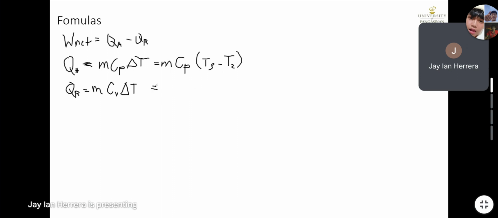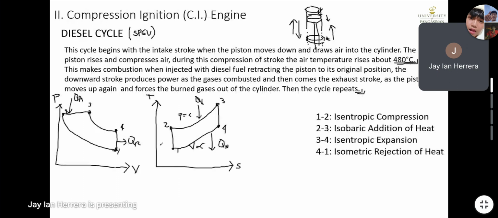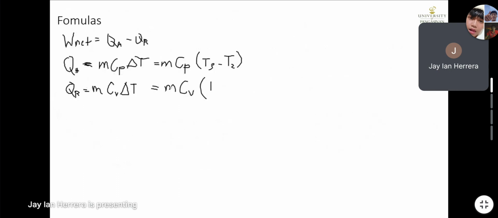And then for QR naman, or heat rejected, that will be MCV, parang negative T4 minus T1. Parang ganun din sa auto natin. Or we can say na MCV times T1 minus T4. So this is kung kasi sa worknet. Take note pala, laging mas mataas yung QA than the worknet. Okay.